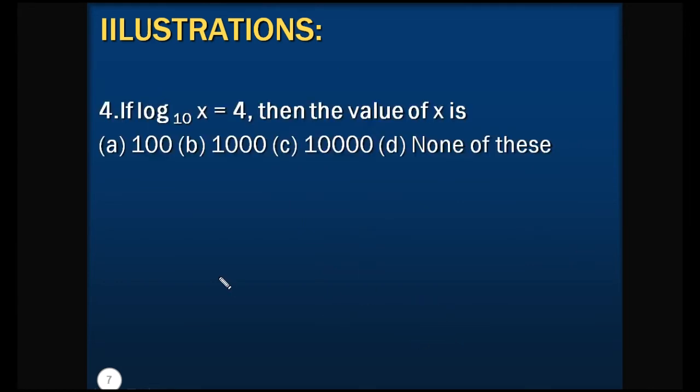Right? Let us solve the fourth one. If log x to the base 10 is equals to 4, then the value of x is. From previous examples, we can solve this question very easily, right? So logarithm of x to the base 10 is equals to 4. In order to get x value, what we have to do? We have to raise 10 to the power 4. That is 10 to the power 4, or we can write it as 10,000, right? So its value is C, right?